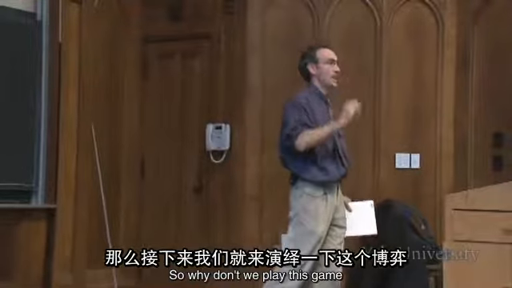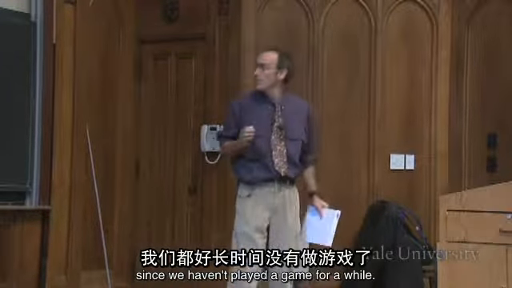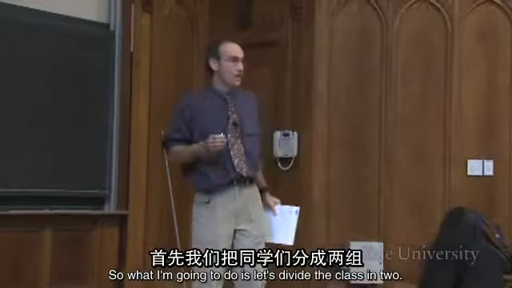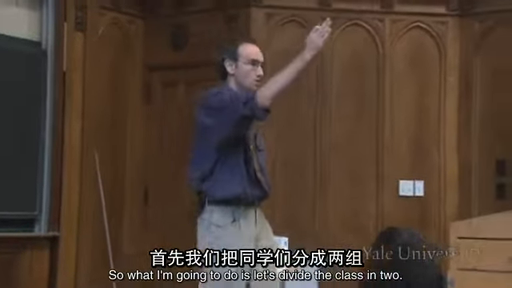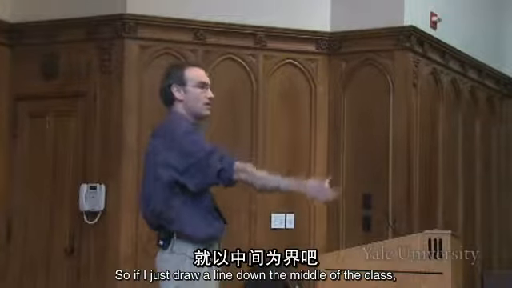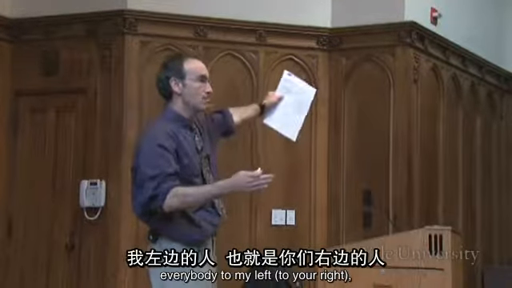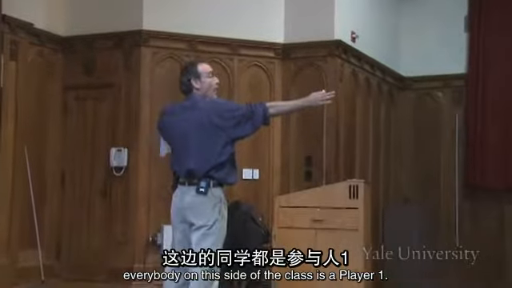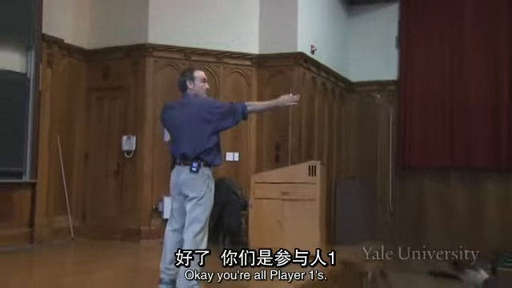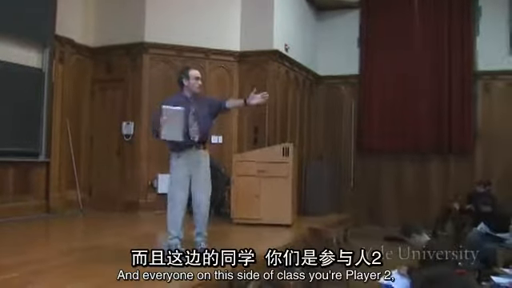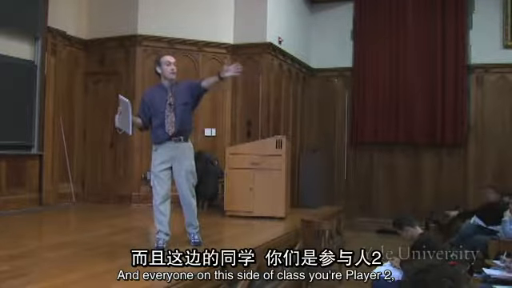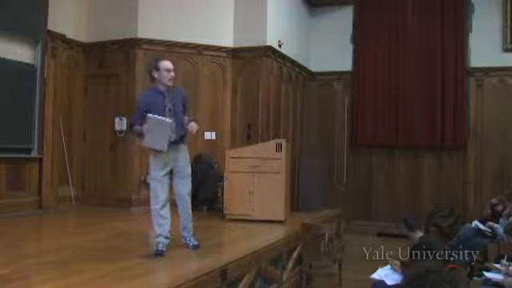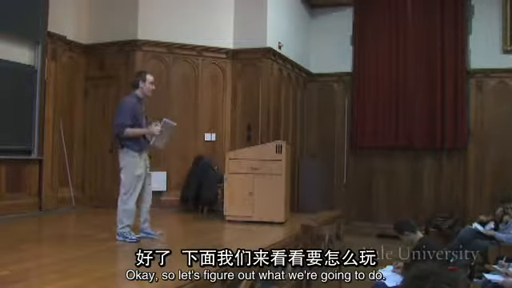All right, everyone looking at that game? So why don't we play this game? Since we haven't played a game for a while, we'll play a couple of games today. So what I'm going to do is, let's divide the class in 2. If I just draw a line down the middle of the class, everybody over this side of the class is a player 1. You're all player 1s. And everyone on this side of the class, you're player 2, including you guys hiding from the camera. You're player 2s.